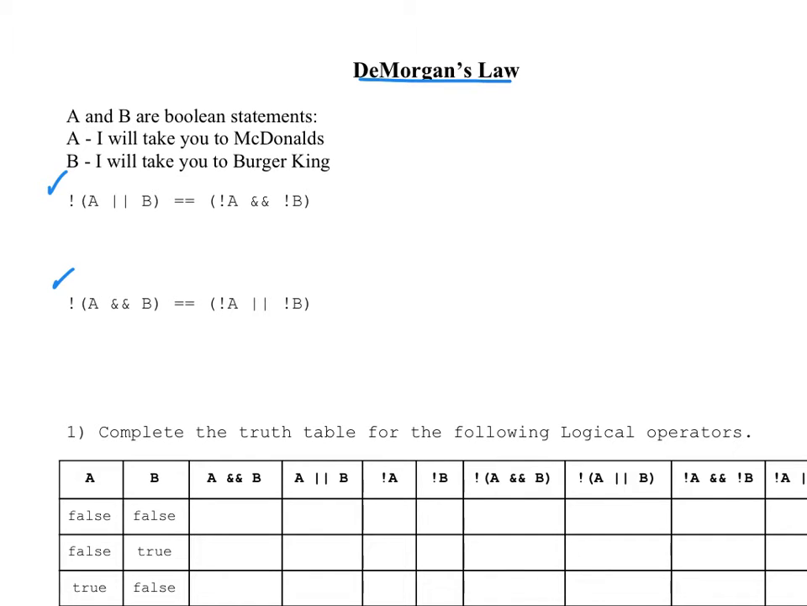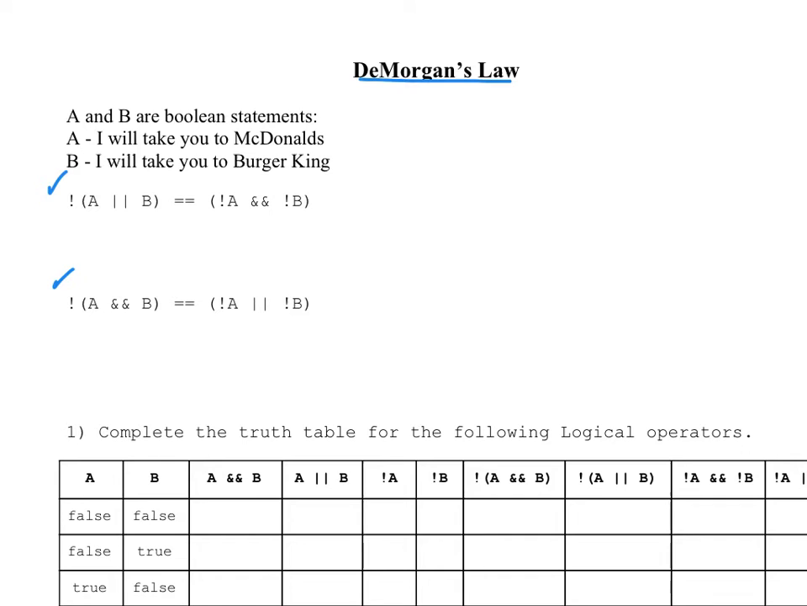The first one says it is not the case of A or B is the same as, or logically equivalent, the equal sign, not A and not B. And then similarly, not A and B is equal to not A or not B.